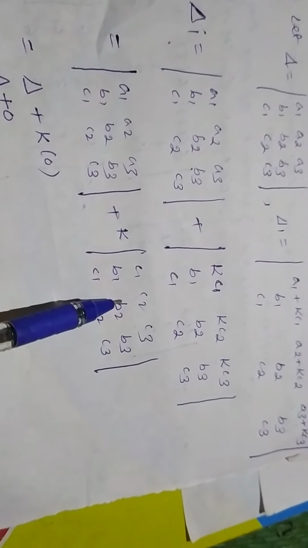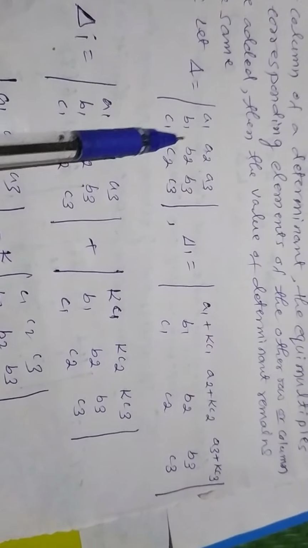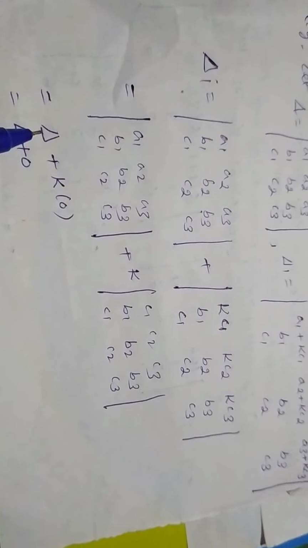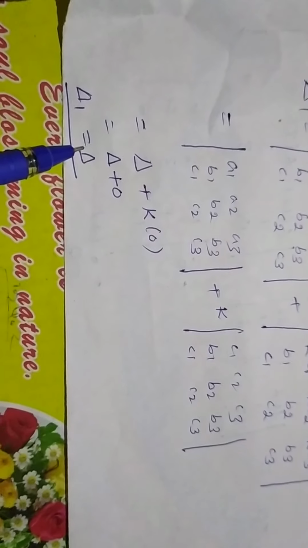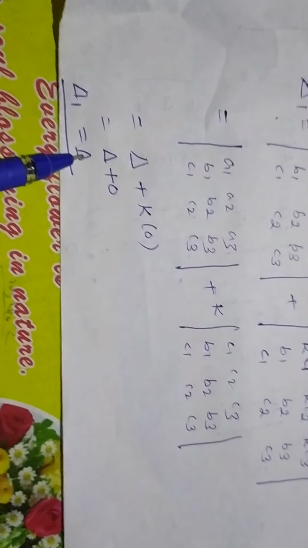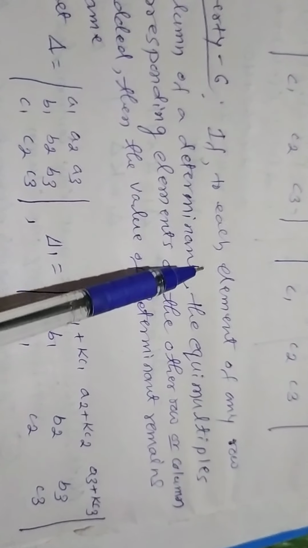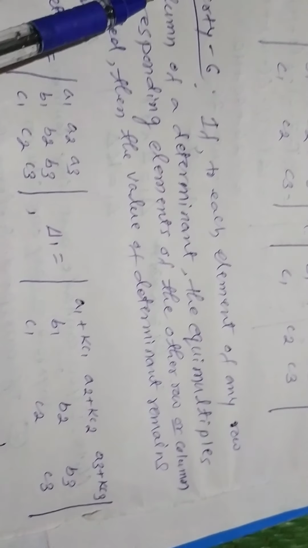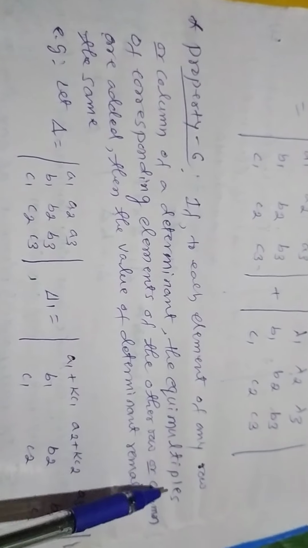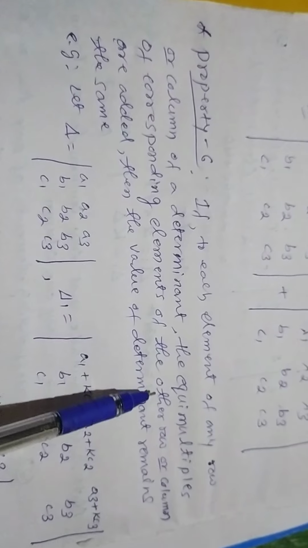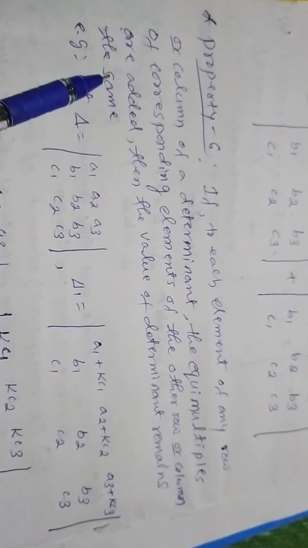So k into 0, because this is k times 0. The first determinant is nothing but delta here. So delta plus k into 0. Delta plus 0 is delta. Hence according to this property, if to each element of any row or column of a determinant the equimultiples of corresponding elements of the other row or column are added, then the value of the determinant remains the same.